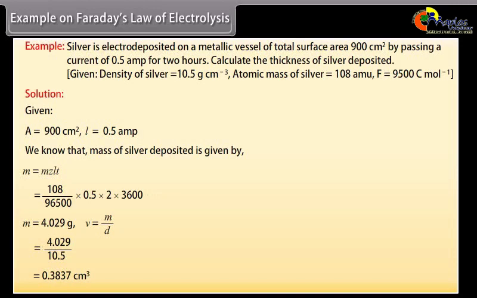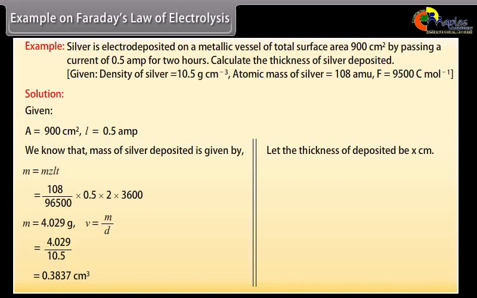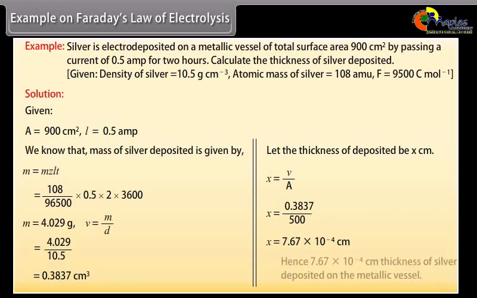0.3837 cm³. Let the thickness of the deposit be X centimeter. We know that X is equal to V upon A. By putting the values, we get X is equal to 7.67 × 10^-4 centimeter. Hence, 7.67 × 10^-4 centimeter thickness of silver is deposited on the metallic vessel.